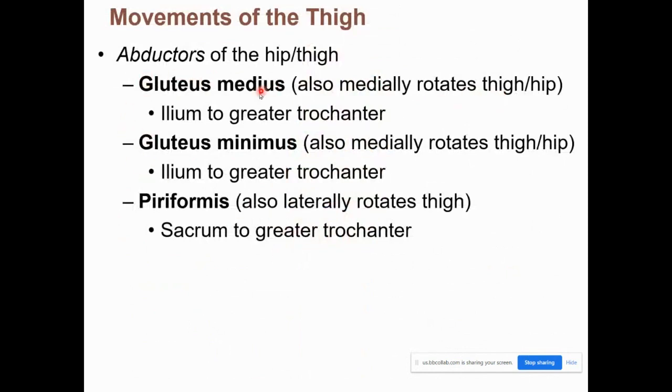All right, so gluteus medius and minimus perform the same action, which is abduction of the hip, so moving your thigh out towards the side. You also have medial rotation for both of them as well. So gluteus medius, gluteus minimus, if you know one action, you know the other. Piriformis does the other rotation. It laterally rotates the thigh.